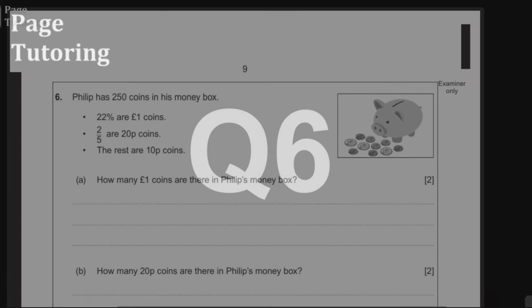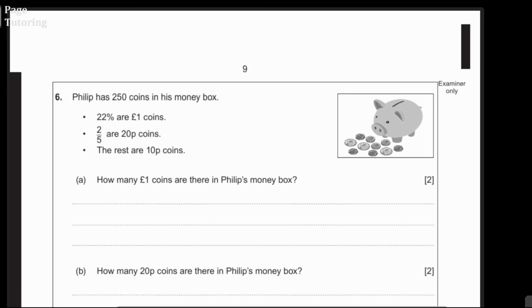Question 6. Philip has 250 coins in his money box. So we've got a nice depiction of his money box. It's a classic pig-shaped place to put your coins. And it says 22% are £1 coins, 2 over 5 are 20p, and the rest are 10p coins. So it's got fractions in one bit, percentages in the other. Part A. How many of the £1 coins are there in Philip's money box?